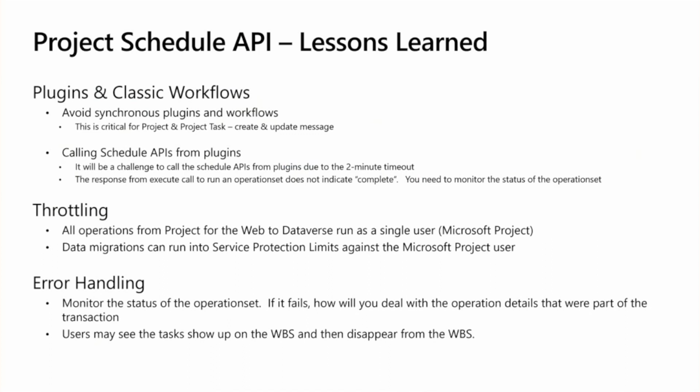Some lessons that we've learned by now: first of all, avoid using synchronous plugins on those scheduling entities, because if the project scheduling service is writing asynchronously back, and then we're firing one of the plugins and that plugin fails, that error message will never be brought up to the user again, because this is an asynchronous process. So the full error messaging will be lost. Also, you need to take into consideration if you're calling schedule APIs from plugins, there is a 2-minute timeout. So we need to make sure that our operation sets are not too big, so that they would not be bigger than the 2 minutes.